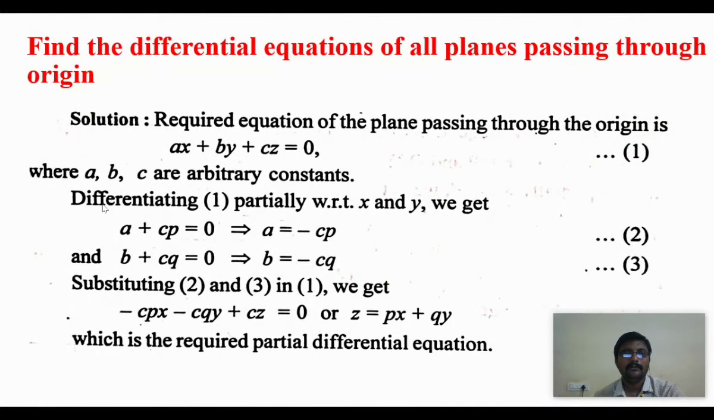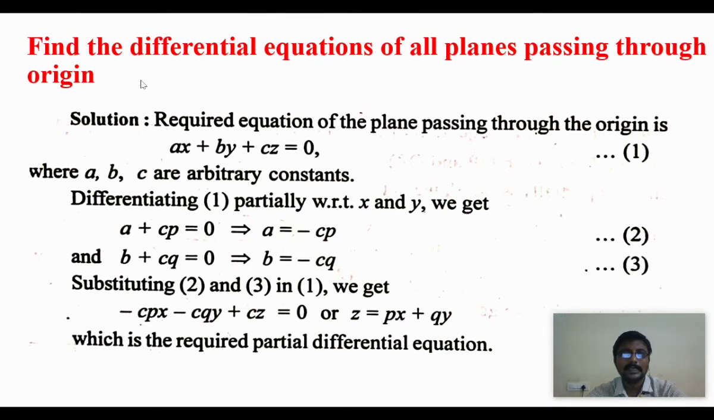Another sum: find the partial differential equation of all planes passing through origin. We know that the family of planes passing through origin is given by the equation ax plus by plus cz is 0. So it is equation 1, where a, b, c are three arbitrary constants. Now we have to eliminate these arbitrary constants and form the partial differential equation.